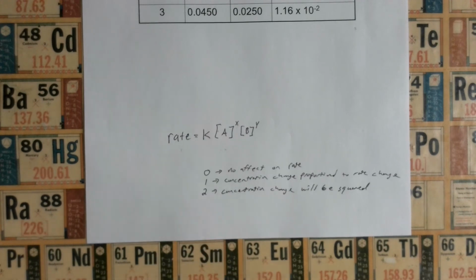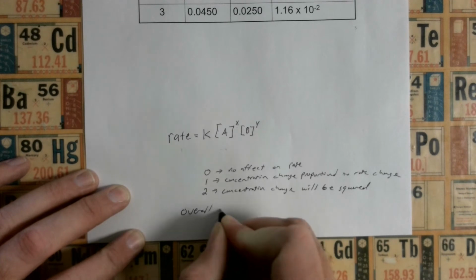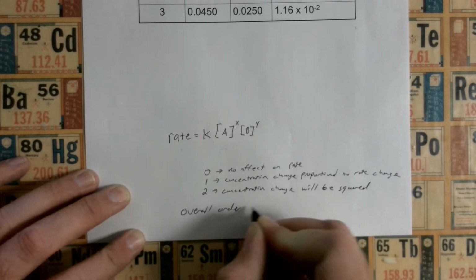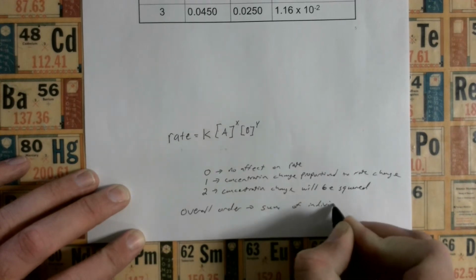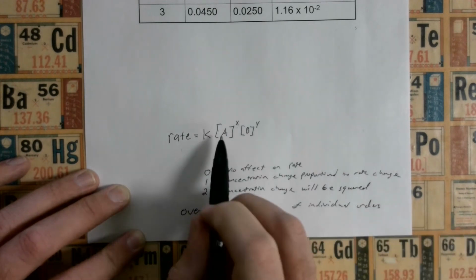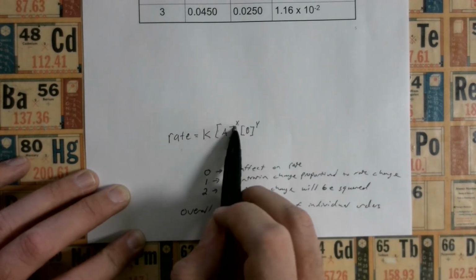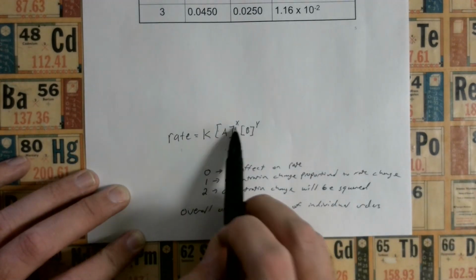Now, the overall order for a reaction is the sum of the individual orders. So if I have two reactants A and B, and let's say x was 1 and y was 2, the overall order would be 3, because it'd be 1 plus 2. Okay.